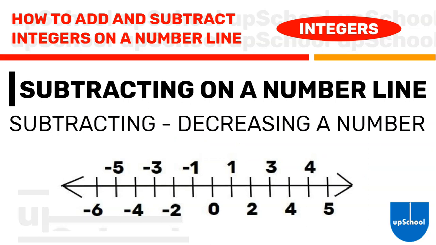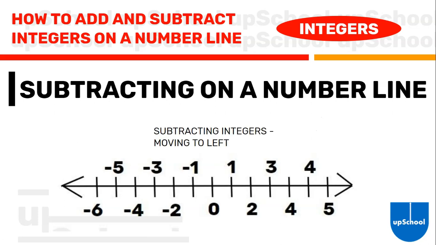Next, how to subtract integers on a number line. What is subtracting? Subtracting is basically decreasing a number, right? For example, if you're doing 5 minus 2, you're basically decreasing 5 by 2. So subtraction is decreasing a number. As we move to the left of a number line, the numbers begin to decrease. So that basically means that if you're subtracting integers, we move to the left.